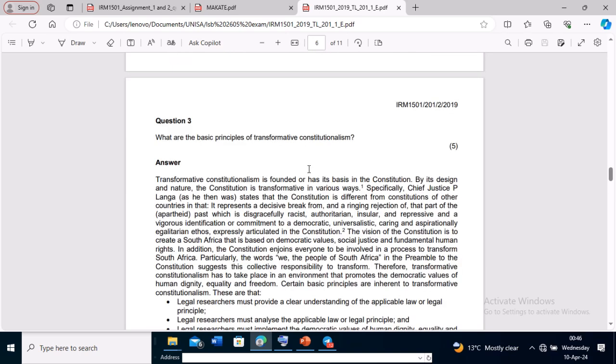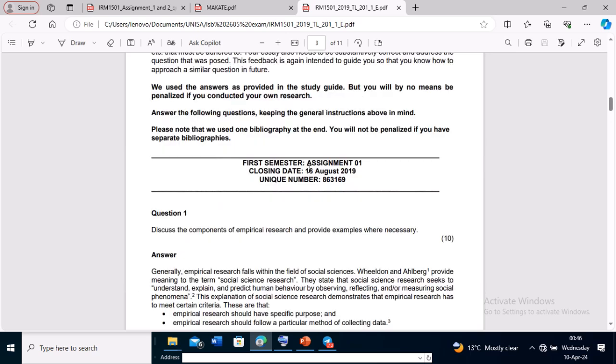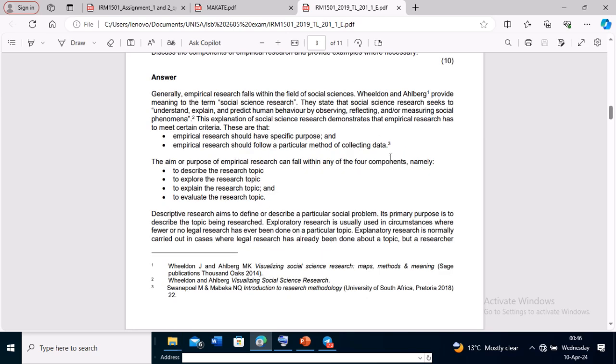So it's all about the first assignment, Assignment 1, 16 August 2019. Here they discussed the concept, the components of empirical research and stuff like that. You can see here's a footnote. So this thing is all about footnotes. Just know that when you're dealing with a case, there's a footnote and bibliography.